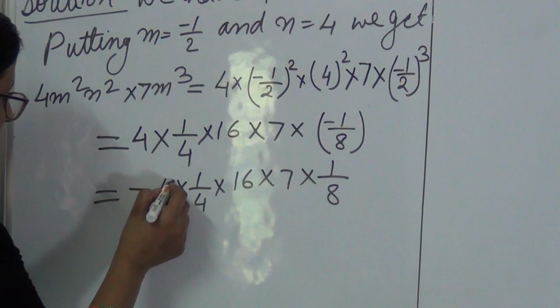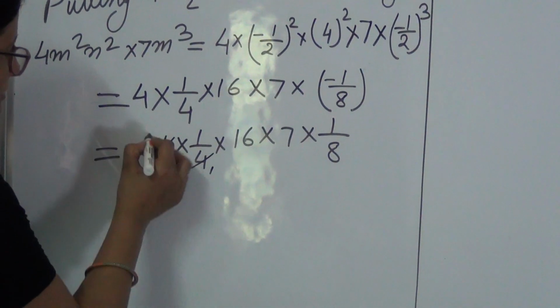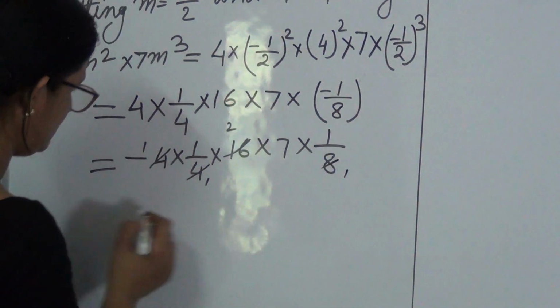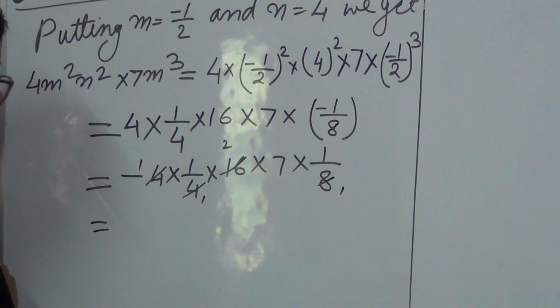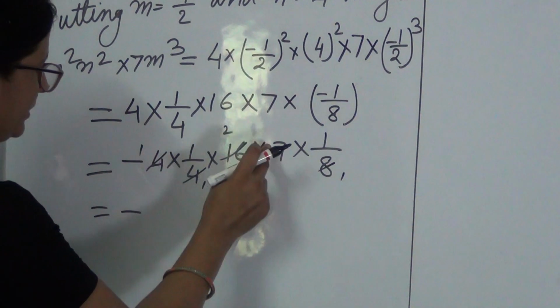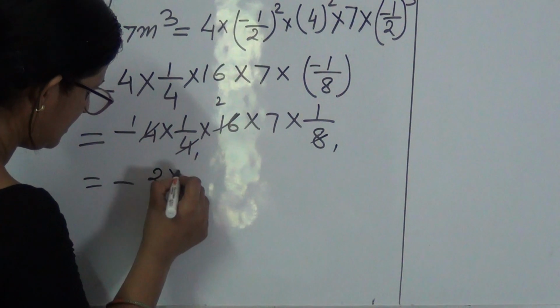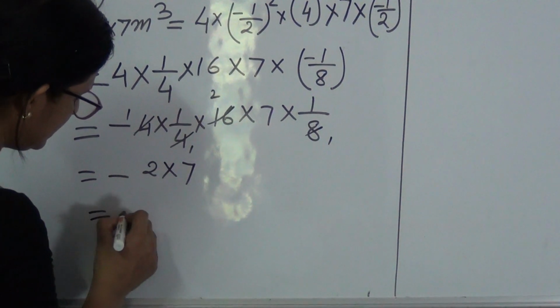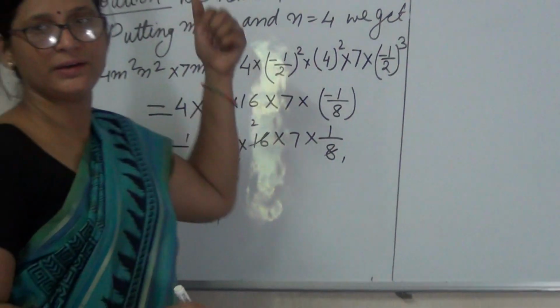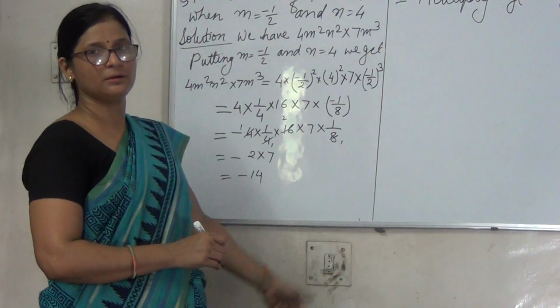Now start the simplification. 1 times by 8, 16 will be reduced 2 times. Now further simplification is not possible, so we are left with 2 into 7. Hence it is minus 14. So the value of the given expression is minus 14.